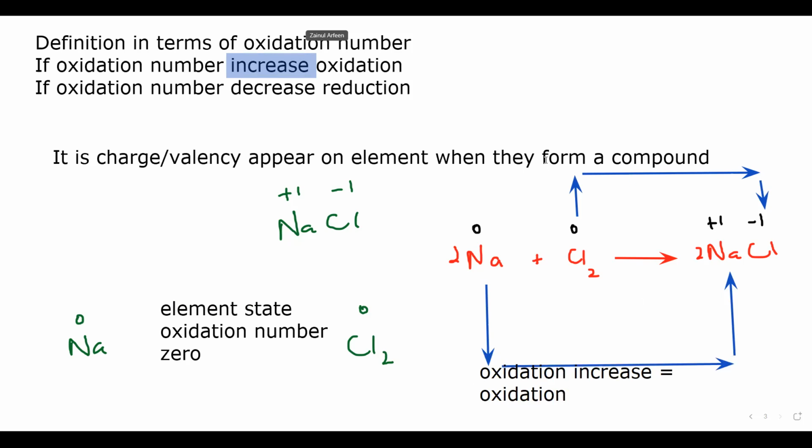And the opposite, as you can see, for chlorine, it was 0 and became -1. So it is a decrease. Whenever there's a decrease in oxidation number, what do we call that? We call that reduction. So here the oxidation number decreases, and if the oxidation number decreases, we call this change reduction.